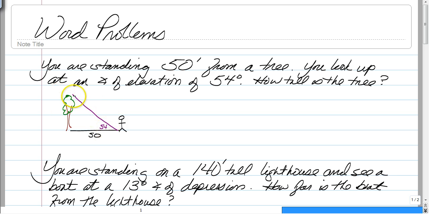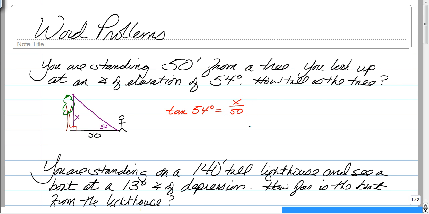It says how tall is the tree, so that is X over here. So you see you have your right triangle. You can use SOHCAHTOA because we're going to pretend that this tree is growing at a 90-degree angle up from the ground. So we have an opposite, we have an adjacent. So that means we are going to use the tangent of 54 degrees is equal to the opposite over the adjacent. So then, of course, you just need to use your calculator.